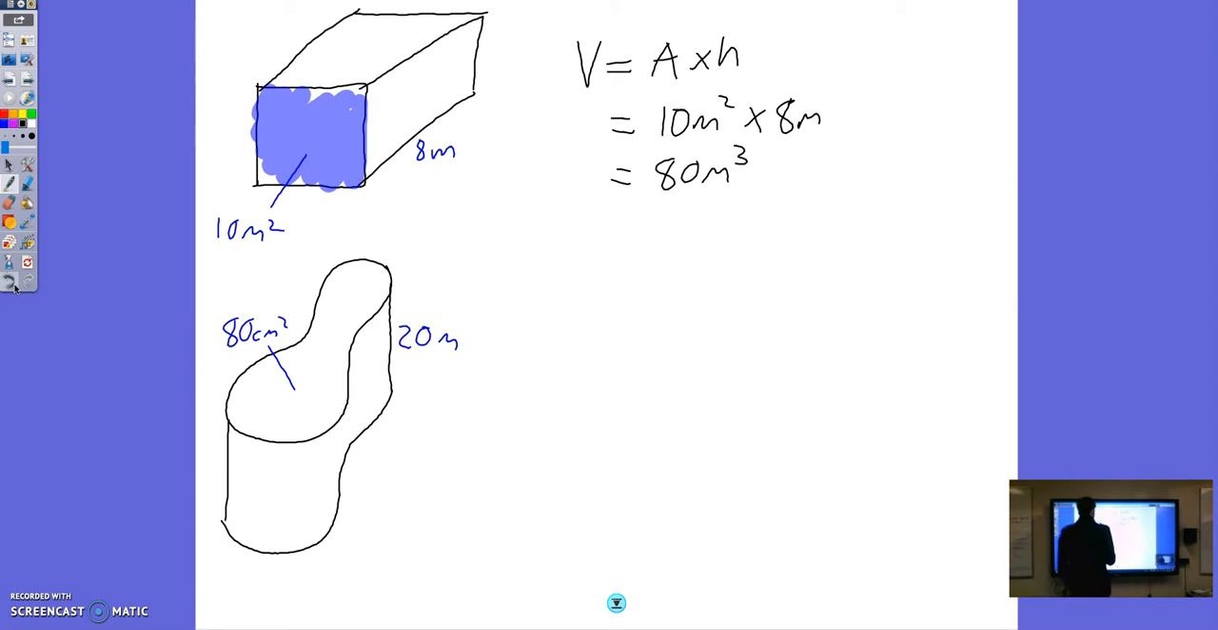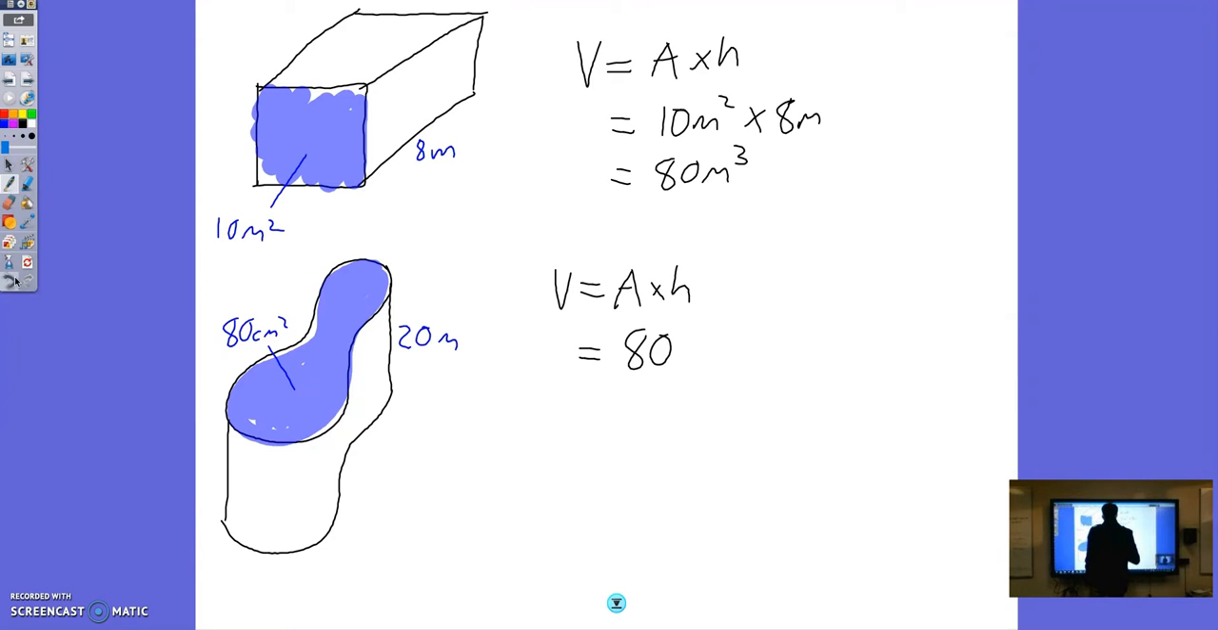Looking at the second example, something that we have not dealt with at all before, it is an irregular shape. However, once again, being a prism, if they give us the cross-sectional area, which is this shape here, and they give us the height of the object, which is our 20 meters, then again, the volume is just equal to the area times the height. So in this case, it's going to be 80 times 20, which is 1,600 centimeters cubed.